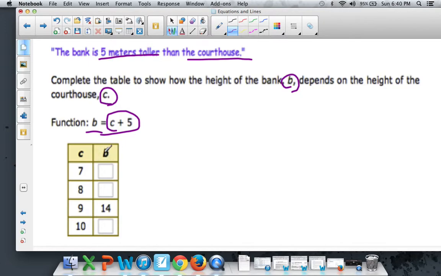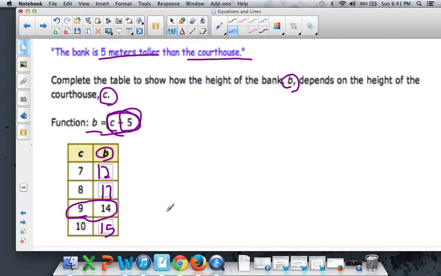Alright, so if the bank is equal to the courthouse plus 5, what do we have to do to fill in this table? I mean, take a look at the part that's already filled in for you. How did they get a 14 from a 9? They added 5. So 7 plus 5 is 12. 8 plus 5 is 13. 9 plus 5 is 14. And if the pattern keeps going, you don't even have to think about, add 5, add 5, add 5. You just fill in the table according to the pattern, which means a 15 goes right there. It's hard if you don't see where the numbers are coming from.